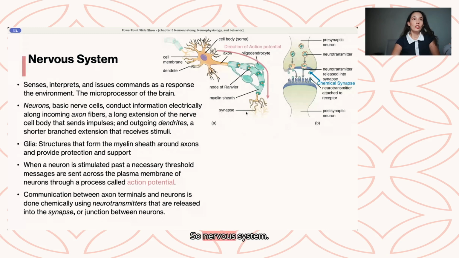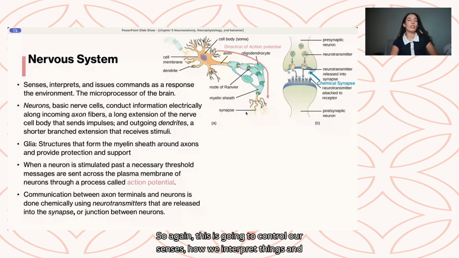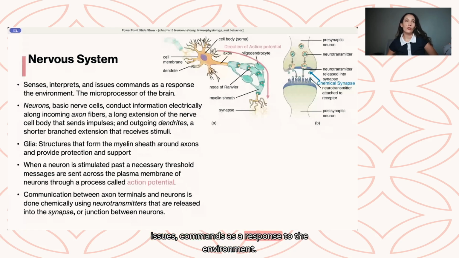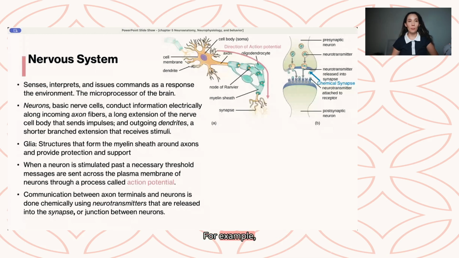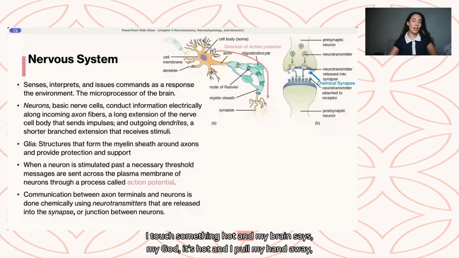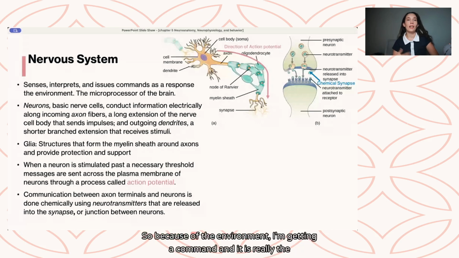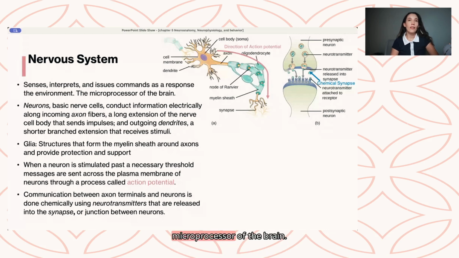So, nervous system. Again, this is going to control our senses, how we interpret things, and issues commands as a response to the environment. For example, I touch something hot and my brain says, oh my God, it's hot, and I pull my hand away, right? Because of the environment, I'm getting a command, and it is really the microprocessor of the brain.